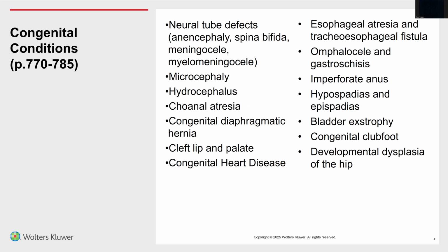So we're going to start with congenital conditions, and these conditions include disorders that fall in the category of neural tube defects, even microcephaly, hydrocephalus, choanal atresia, congenital diaphragmatic hernia, cleft lip and palate, congenital heart disease, esophageal atresia, and tracheoesophageal fistula, omphalocele and gastroschisis, imperforate anus, hypospadias and epispadias, bladder exstrophy, congenital clubfoot, and developmental dysplasia of the hip.